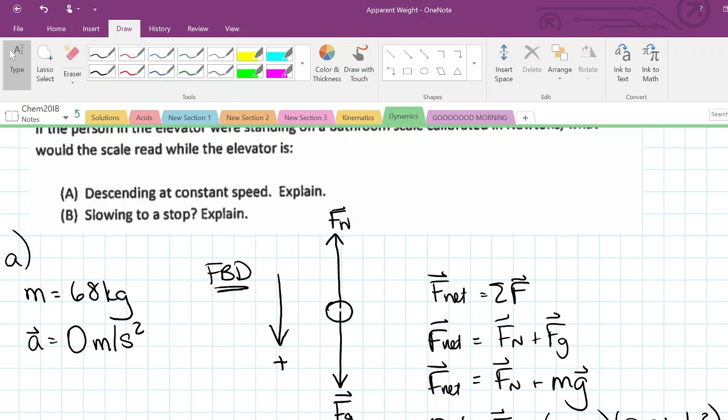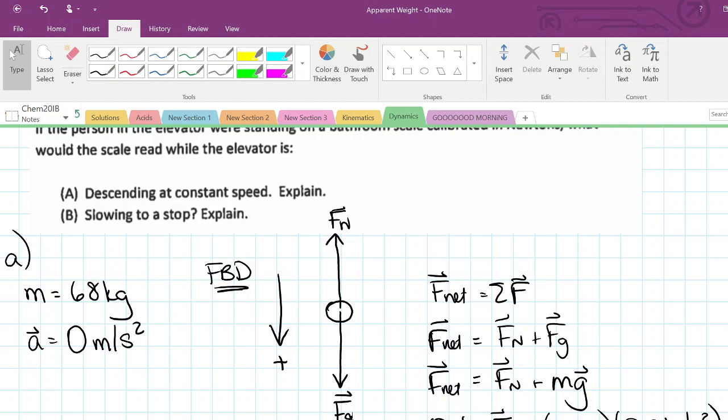And in this case, if we set up our equation, we'll say net force is equal to the sum of the forces, which means that net force is equal to our force normal plus our force gravity. And we don't have an actual force gravity, we've been given a mass. So we have to expand this to say force net is equal to force normal plus mass times gravity. And now we'll plug in our numbers.